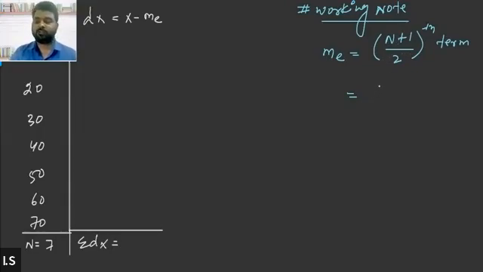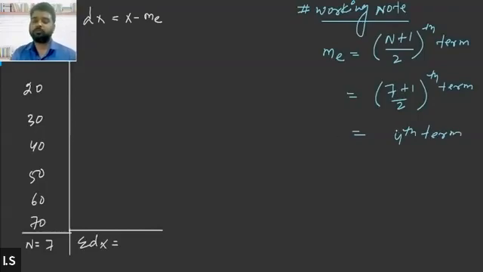So n is how many numbers are there? We have 7 numbers. So 7 plus 1 divided by 2 is 8 divided by 2. It will be the 4th term. So applying this formula, we came to know that the 4th term in the question is the median term. Let's count: this is the first, second, third, and fourth. So the median value is 40. Is that clear to you? Yes, sir. This is our median.